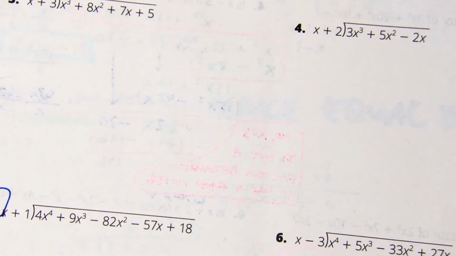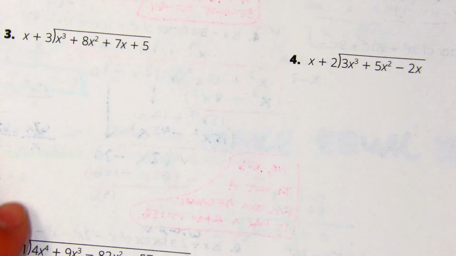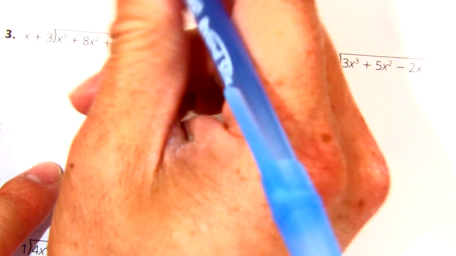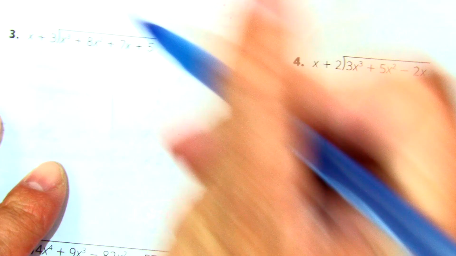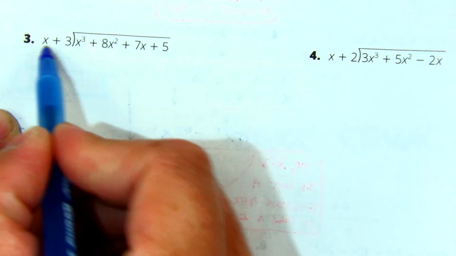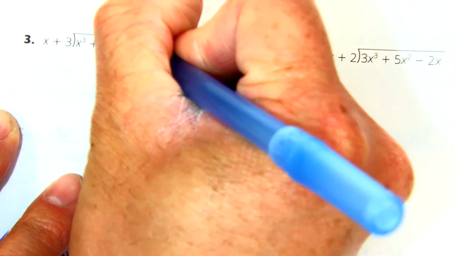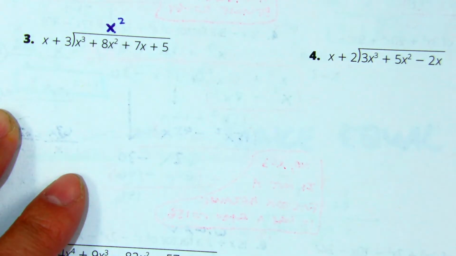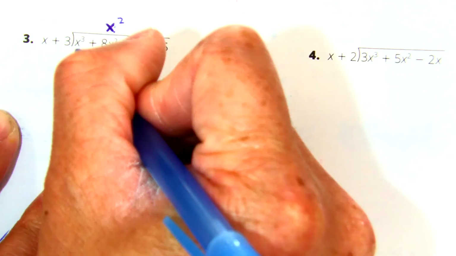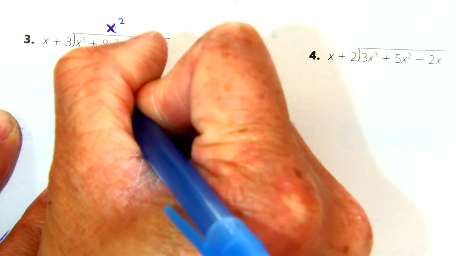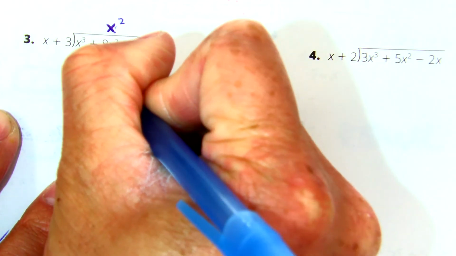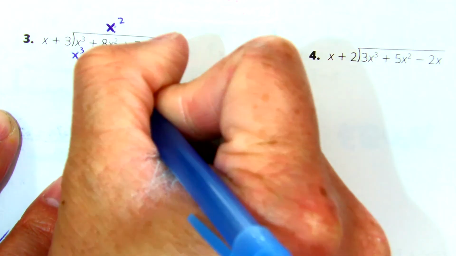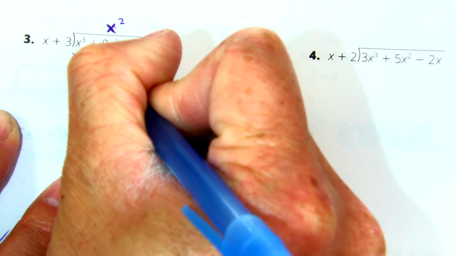Alright, let's do long division first. Marco, x goes into x to the third how many times? Wait, x to the second. Marco, what do you do next? You multiply. Let's multiply. X squared times x? X to the third power. X squared times 3? 3x to the second power. There you go.